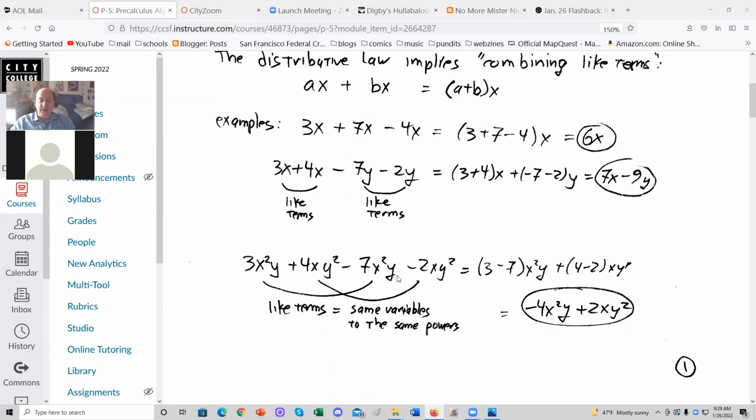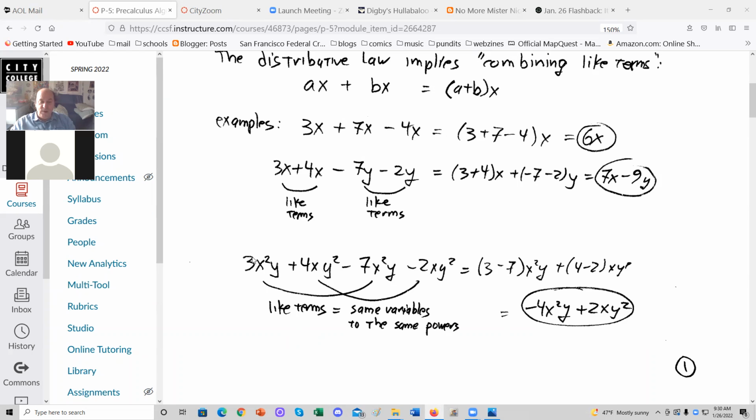Here we have an expression with 4 terms. 3x squared y plus 4x y squared plus 7x minus 7x squared y minus 2x y squared. Now these two terms have the same variables x and y, and they are to the same powers, x squared y, x squared y. These two are like terms because they too have the same variables to the same powers, x y squared, x y squared. These two, however, are not like terms because though they have the same variables, x and y, they do not have them to the same powers.